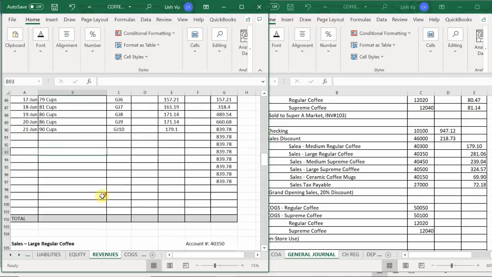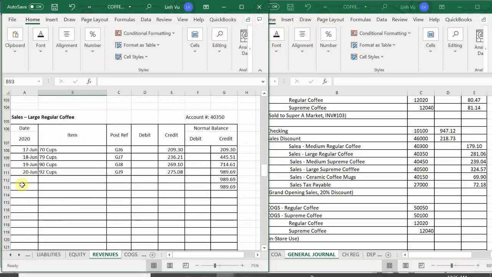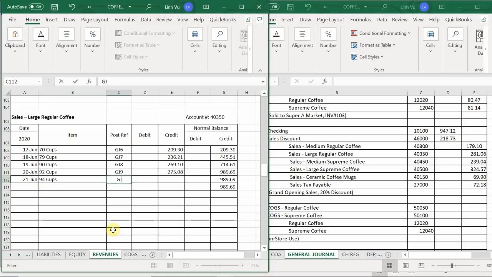We'll go to sales large regular. We sold 94 cups. General Journal 10. 281.06 is our credit. Grand total 1270.75. Good.